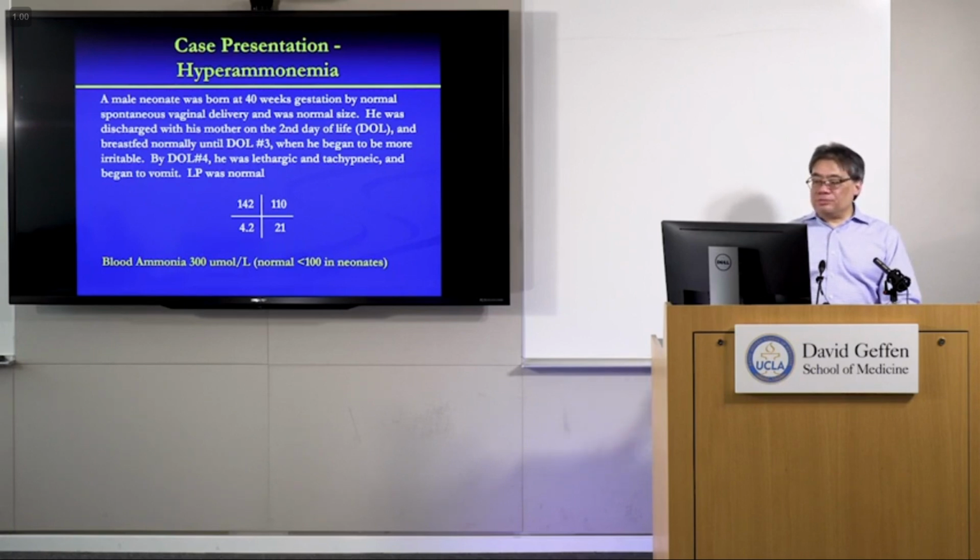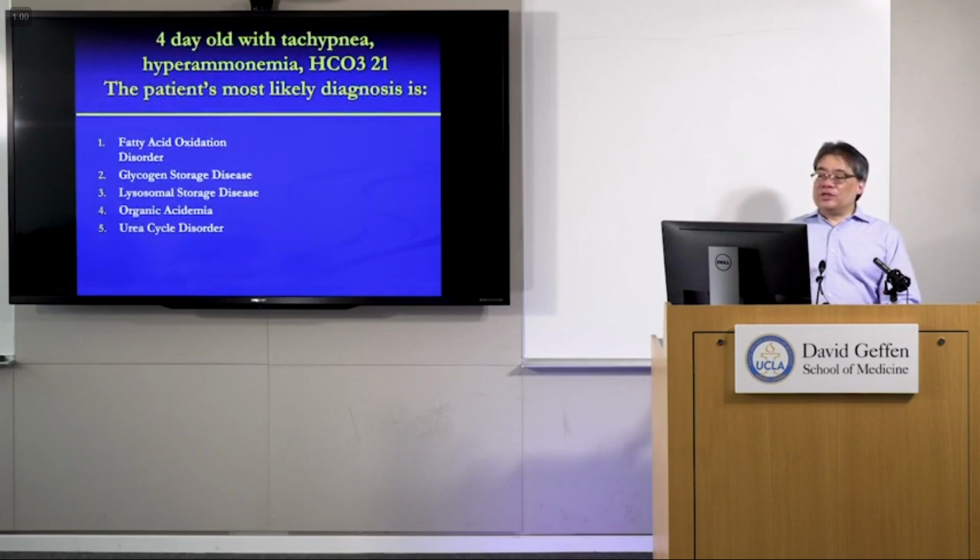There was no acidosis, and his lumbar puncture was normal. Someone thought, well, I've seen kids with issues with ammonia, so they got an ammonia level, and the ammonia was high, and it's 300. So this is not like a mild elevation. This is a significant elevation. So the question is, you have this 4-day-old with tachypnea, hyperammonemia, and no real acidosis.